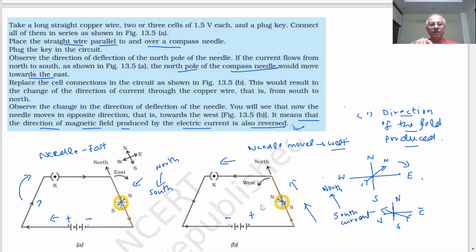So in the first case, you have seen current moving in clockwise direction, and the needle north moves toward the east. In the second case, the current is moving in anti-clockwise direction, opposite. Now what happens? The compass needle north moves towards the west. What we conclude is that the direction of the magnetic field depends on the direction of the current. If I reverse the direction of the current, the direction of the magnetic field will also be reversed.